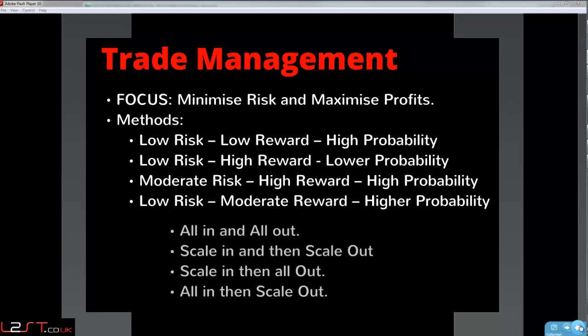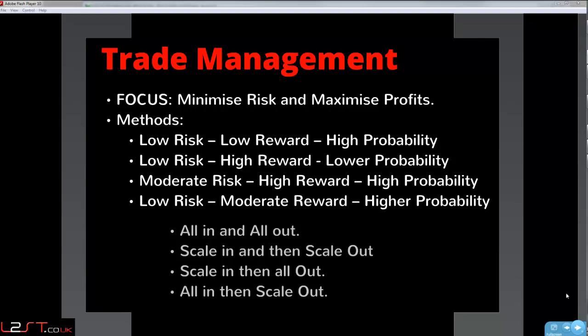Now, I very much use the combination. I like the idea of scaling in and then scaling out. That's the approach that I take. And on markets, there's nothing wrong, firstly, with going all in, then scaling out. Nothing wrong with going all in, all out, and then there's nothing wrong with scaling in and scaling out. It's very much a personal preference thing. You might have to try different methods before you find what works best for you.